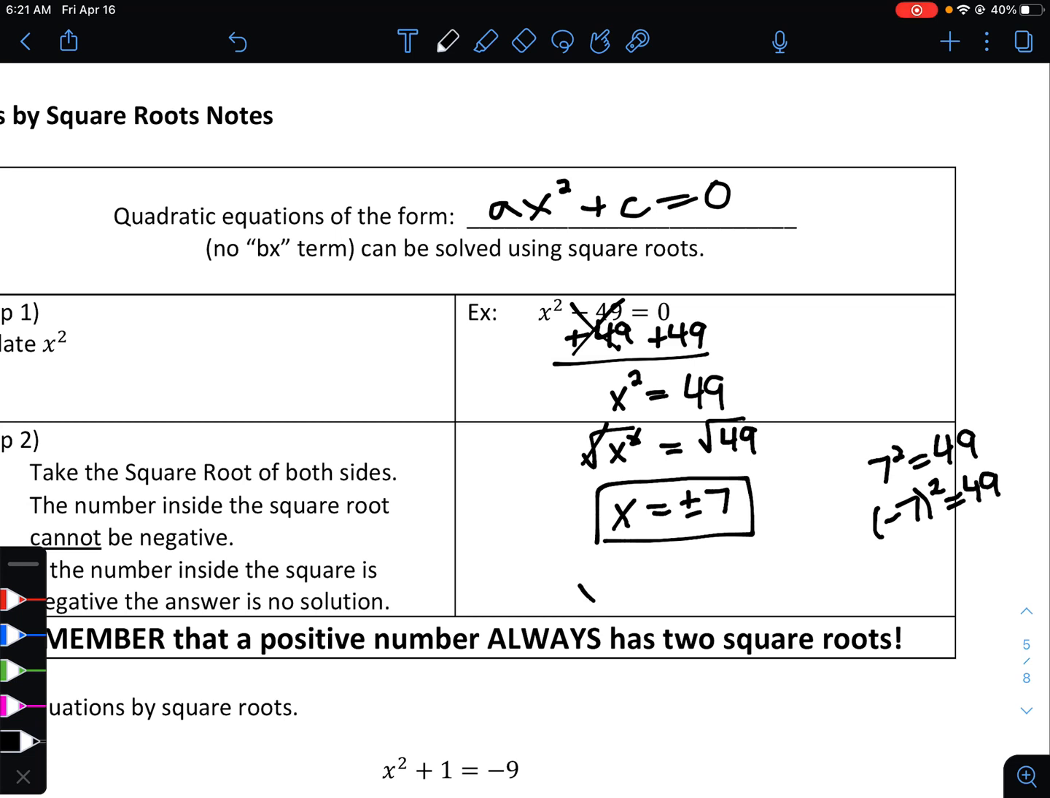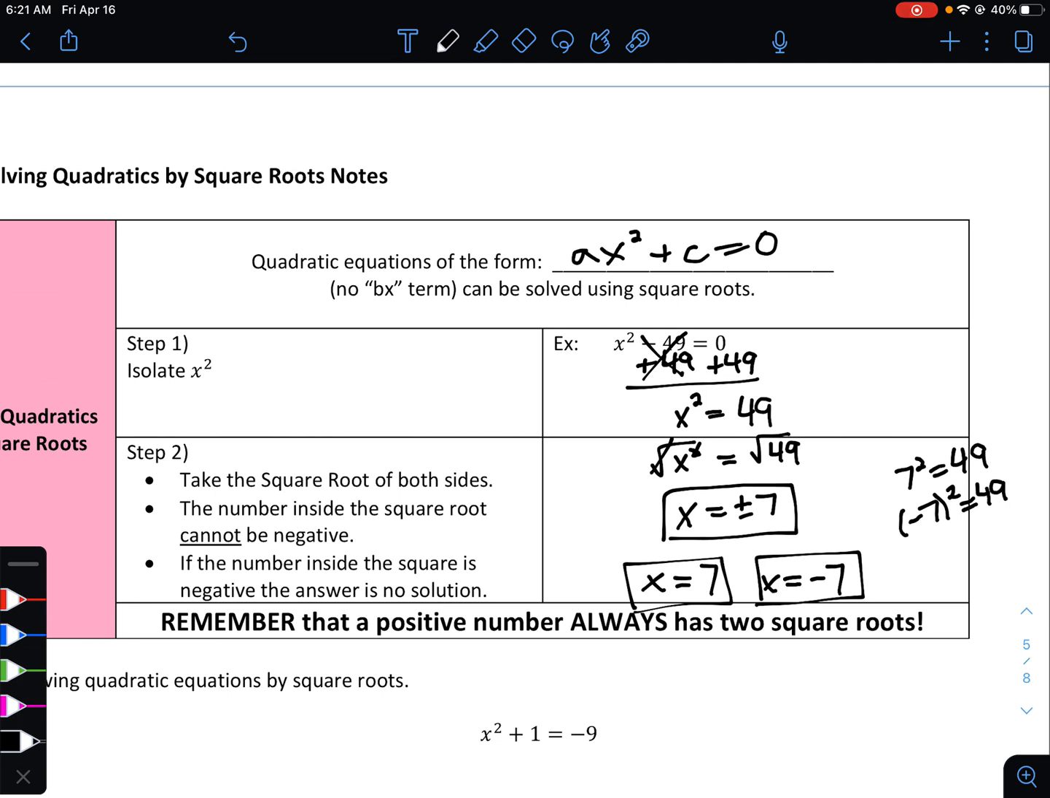The other way you could list your answer would be to list them both separately and say that x equals 7 and that x equals negative 7. So that would be the other way that would work. So notice that there are two solutions. You can either write those using plus and minus, or you can list them out separately.